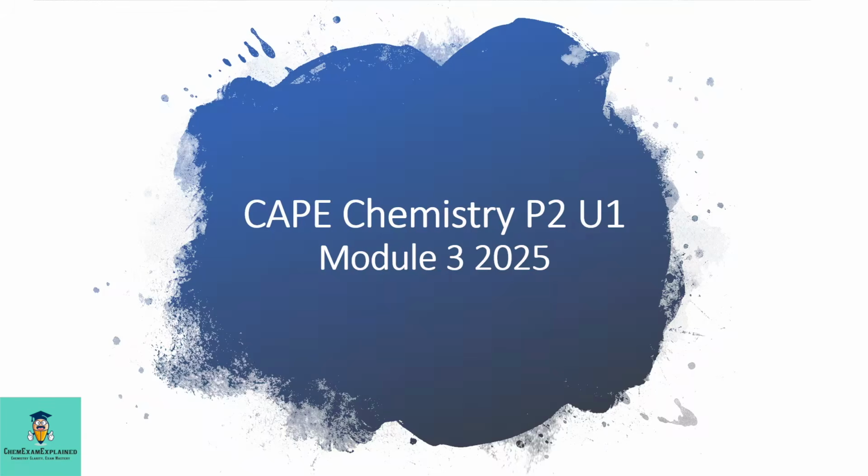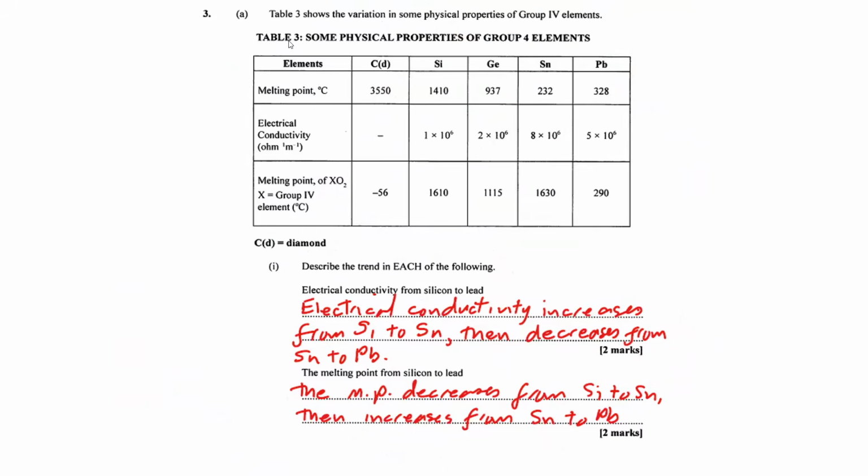In this video, we will be looking at CAPE Chemistry, Paper 2, Unit 1, Module 3, 2025. Let's go. 3, Part A. Table 3 shows the variation in some physical properties of group 4 elements. Now, all we are required to do is to look at the table and observe the trends and then describe what each of the following trend is saying.